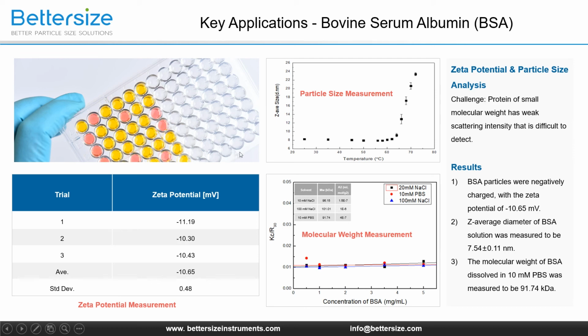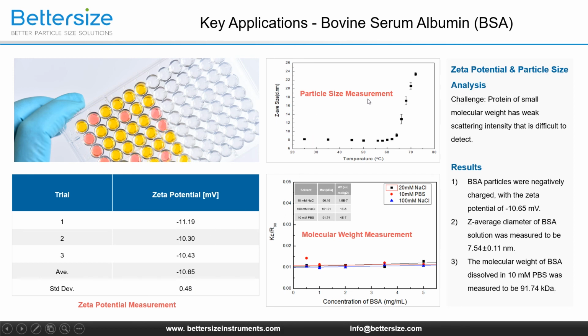In this application, the Binano 90Z obtained the particle size with DLS, the zeta potential with ELS, the molecular weight with SLS. As shown in the table, the zeta potential value of BSA sample in an aqueous solution was negative, indicating that the BSA particles were negatively charged in the current environment.